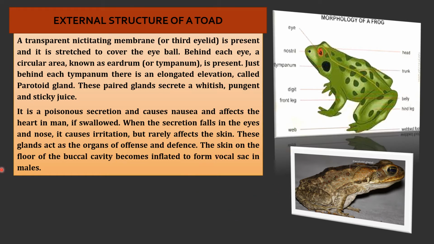The skin on the floor of the buccal cavity becomes inflated to form a vocal sac in males. I told you in the Zoom class which one is the buccal cavity. So the floor of the buccal cavity actually becomes inflated, that means more or less flattened, to form a vocal sac in case of males. Previously I told you there is a difference between the voice of male and female. So this is the reason, actually the vocal sac of males is thicker than that of females. Hope you have understood.